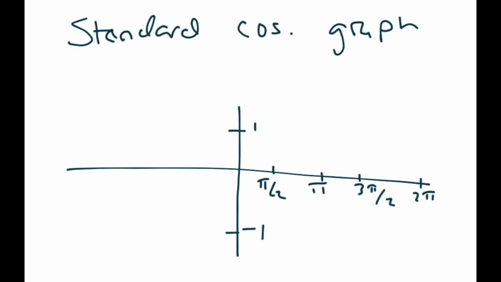At 0, the graph will be at 1. So this is what the graph would look like. It would go through pi over 2, down to negative 1 at pi, go through 3 pi over 2, and go back up to 1.